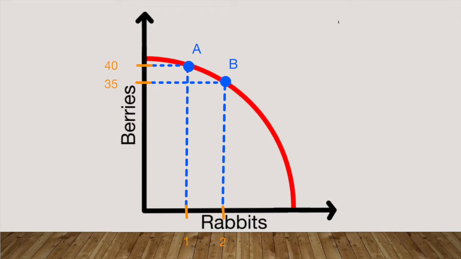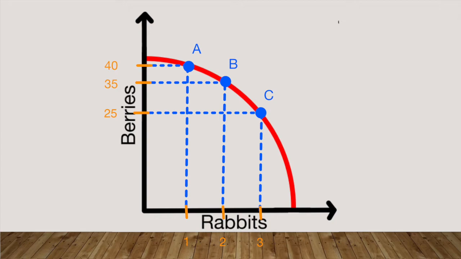Now let's say the next day, I want to get even more rabbits. I managed to get 3 rabbits, but I had to go for the harder to catch ones in order to get that many, so I only got 25 berries because I had less time. So what was the opportunity cost there? Well, in that case, because the extra rabbit took me more time than normal because I had to go for the harder ones, I gave up 10 more berries than yesterday, cost increased.